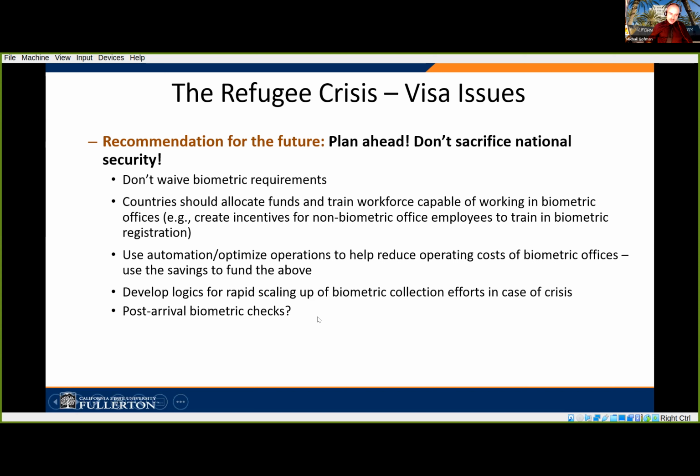Also, some countries like Britain have used an approach called post-arrival biometric checks. So instead of the refugees having to scan their biometrics in order to obtain a visa, they could get their biometrics scanned after they arrive in the country. This approach needs more evaluation and thought, we feel, because what happens if an undesirable individual happens to enter the country? Post-arrival checks may make it more difficult to deal with them than to simply prevent them from entering. More analysis needs to be done on this.